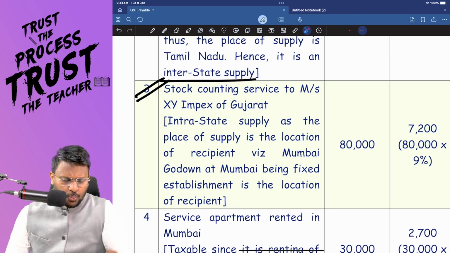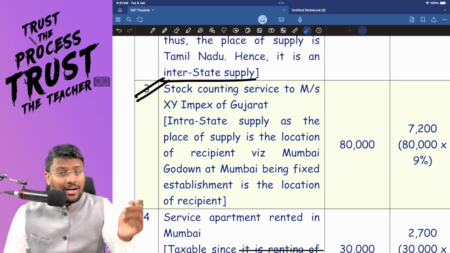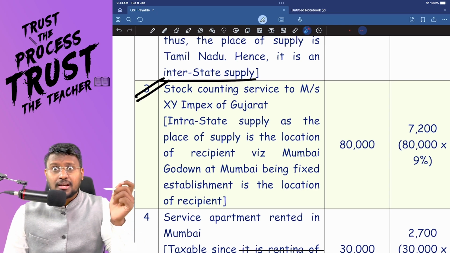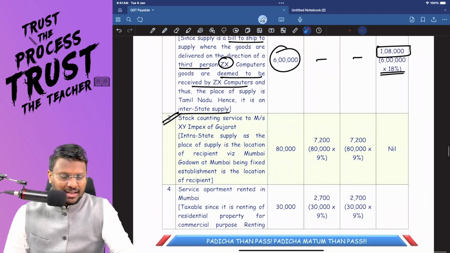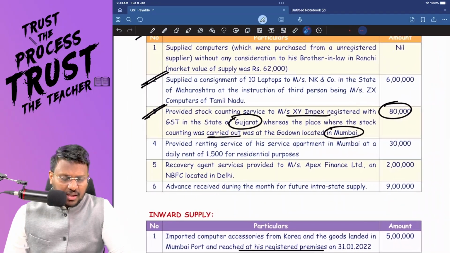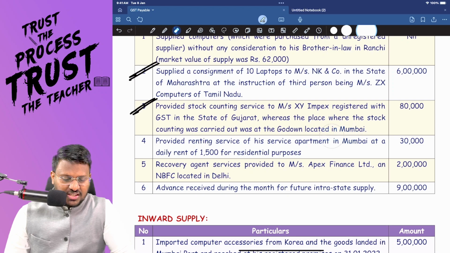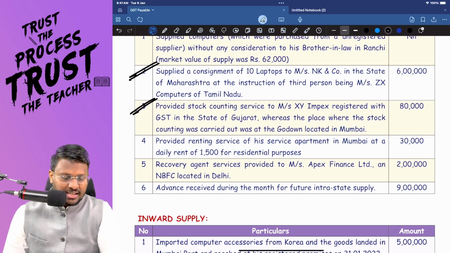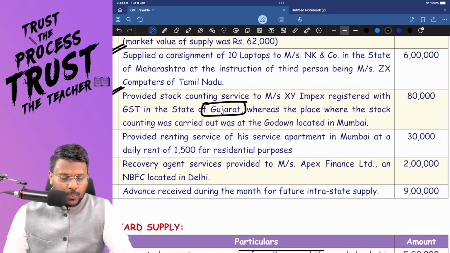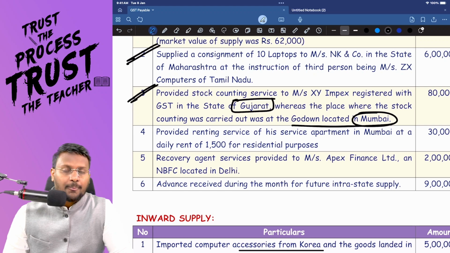So where are we situated? We are situated in Maharashtra. Even the recipient, where the recipient is registered, sir, provided stock counting services to Messrs. XY Impex registered with GST in the state of Gujarat. Sir, the recipient is actually registered in Gujarat, whereas the place where the stock counting was carried out at the godown is located in Mumbai.